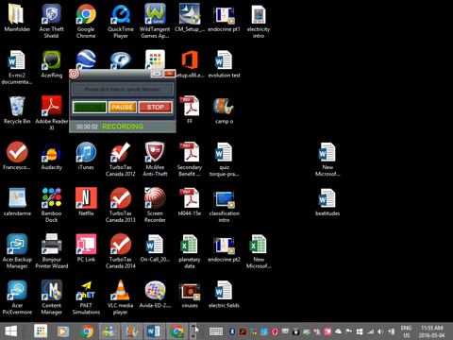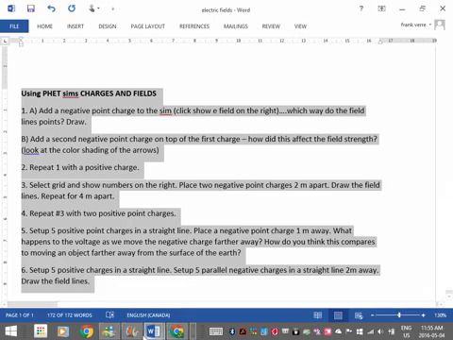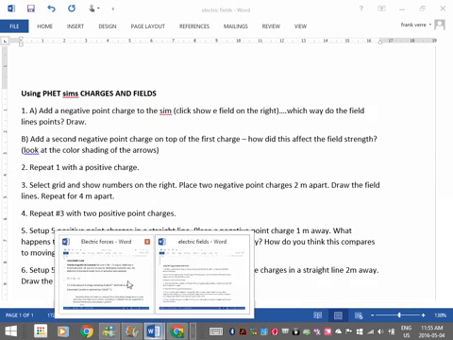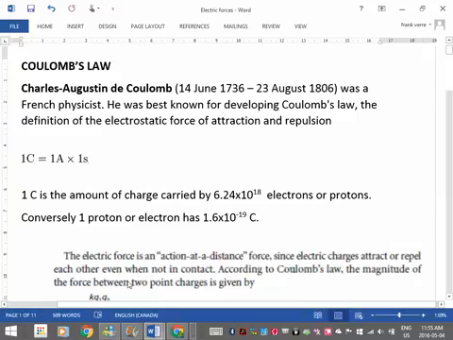Okay. So we're going to introduce a really basic concept today with electricity. We're going to start with something called the Coulomb. Now, did you guys talk about that in grade 11? You sure? I think we did.